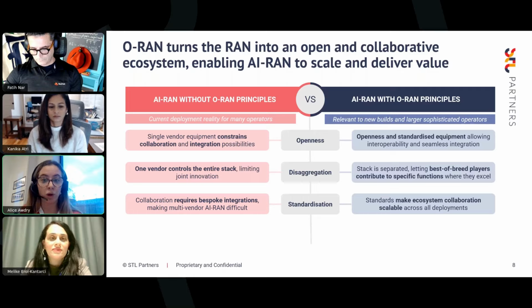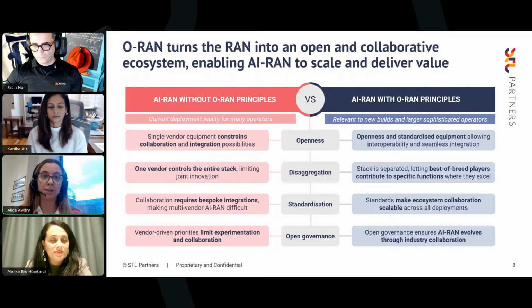Standardization will also play a crucial role in enabling AI RAN to scale and deliver value. Bodies like the O-RAN Alliance alongside 3GPP are doing important work to define common interfaces and data models so that once an AI solution works in one network, it can be replicated across many without months of bespoke integration. This means that all parts are interoperable, which again makes the integration of different pieces of equipment much easier.